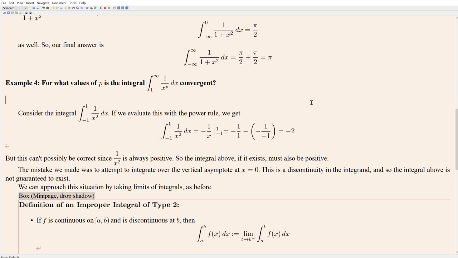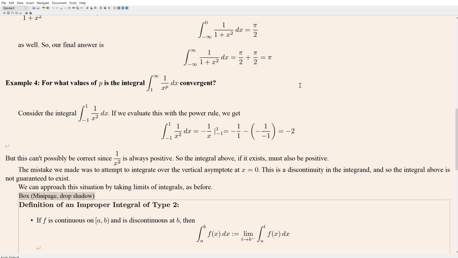Okie dokie. So this here is going to be a useful result. We have already seen that 1 over x squared, integrated from 1 to infinity, converges, but 1 over x diverges. So we already know that when p is equal to 1, this diverges, but when p is equal to 2, it converges. So for what values of p is this thing going to converge? For what values of p is it not going to converge? Where is the transition? So let's work this out.